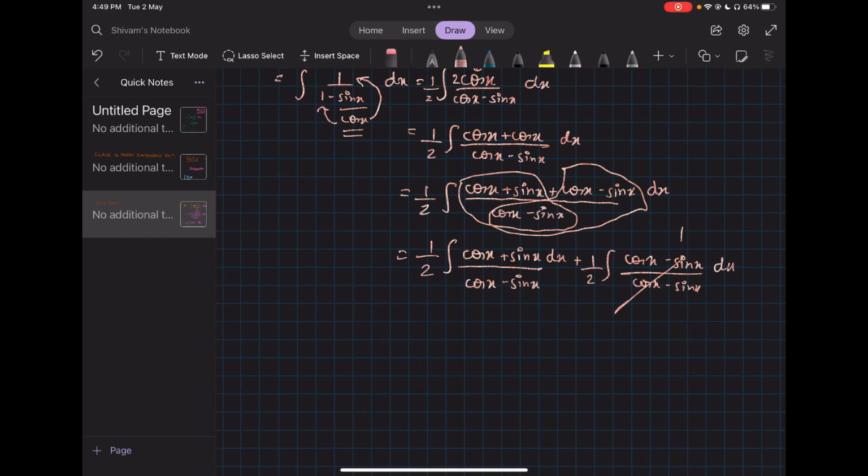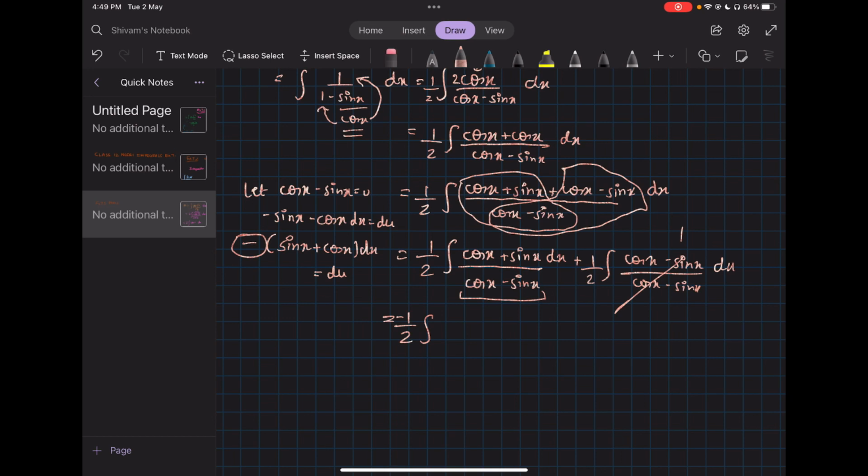And for this, you have to take this as u. So I'm just gonna write it on the left hand side. Cosine of x minus sine of x is u. We have minus sine of x minus cosine of x dx is du. I'm gonna take the minus sign common outside. We get sine x plus cos x dx is du. I'm just gonna make these replacements now. This becomes a minus half because of this minus right here, which gets kicked out.